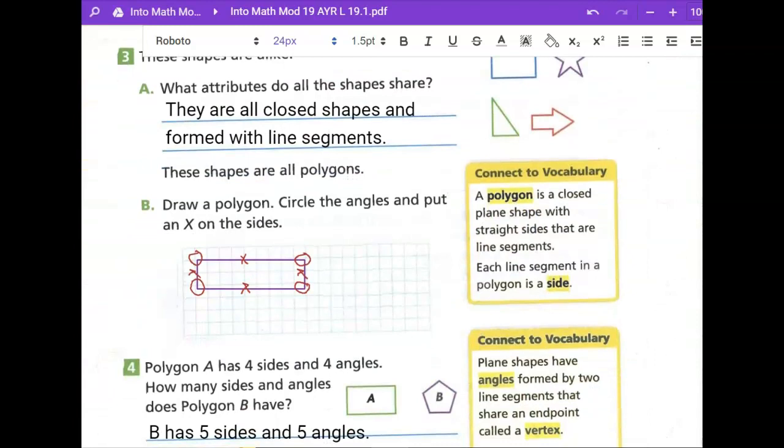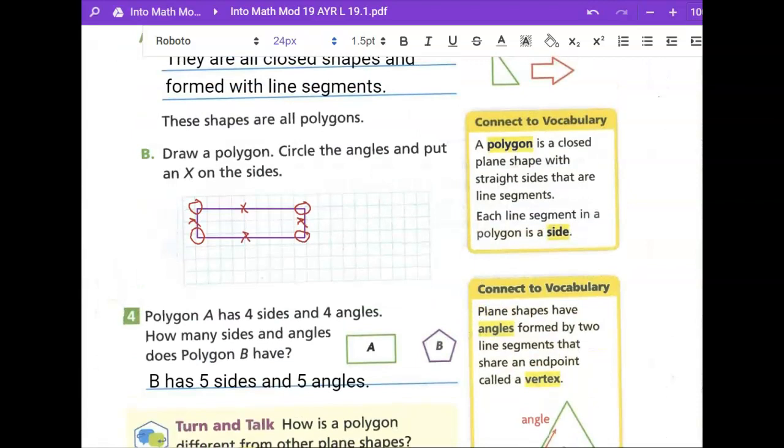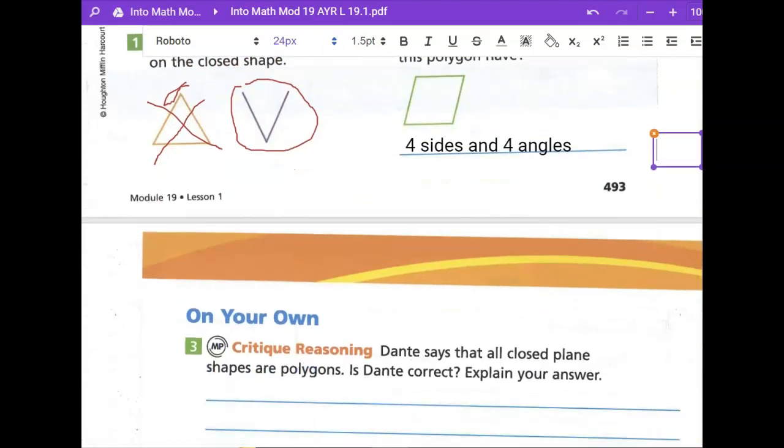And a polygon is a closed plane shape with straight sides that are line segments. So, is a polygon and a plane shape the same? No, they are not. Because a polygon has to be closed and it has to have straight sides.